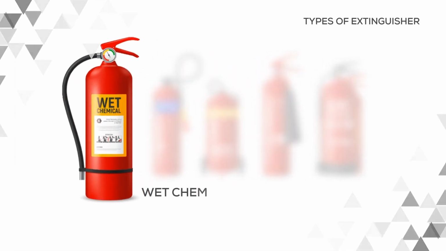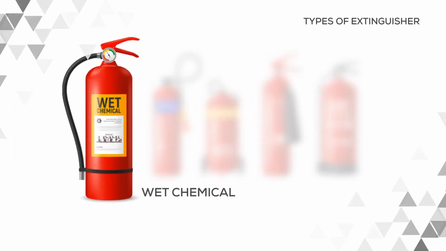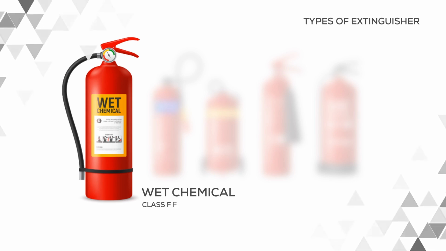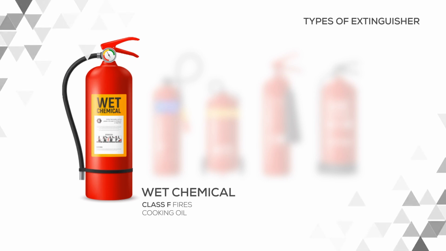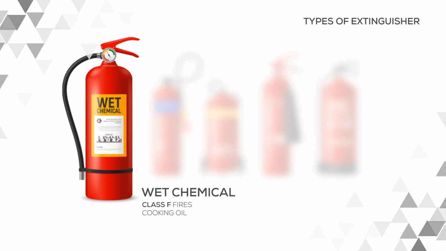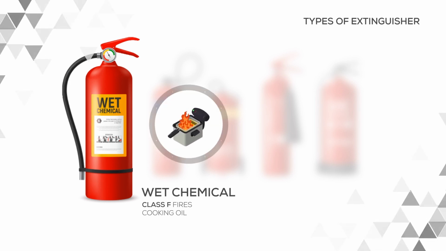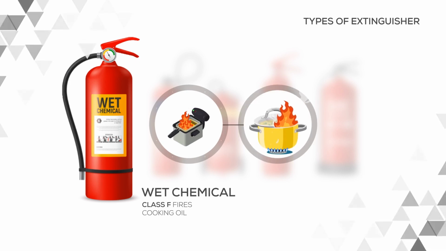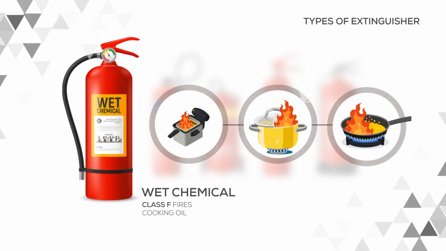Wet chemical. Wet chemical extinguishers are suitable for use on Class F fires involving cooking oils and fats. They are extremely effective when used correctly. The wet chemical rapidly knocks the flames out, cools the burning oil, and chemically reacts to form a soap-like solution, sealing the surface and preventing reignition.